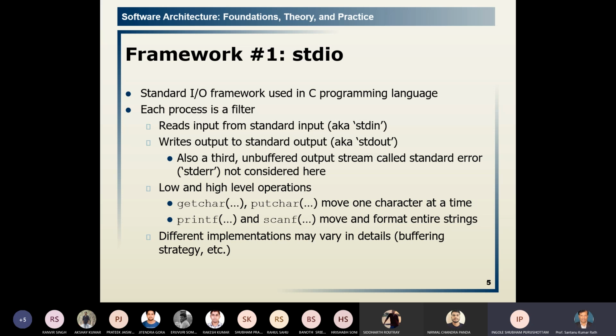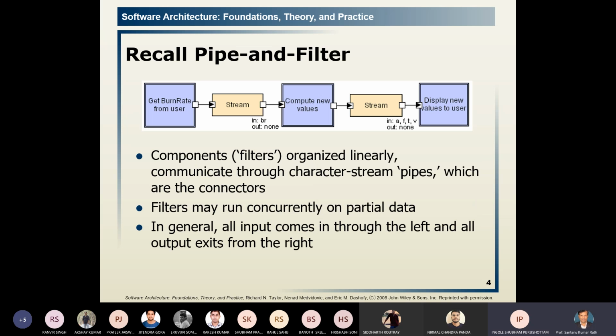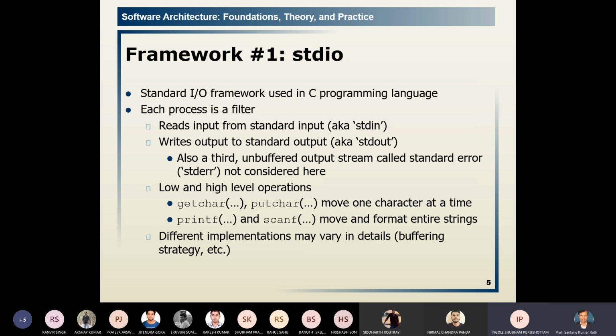Each process is a filter. So each of these processes, here the example is get burn rate from user. All these are filters. Each process, the filter, reads input from standard input, that is stdin, and writes output to standard output, stdout. There is also a third unbuffered output stream called standard error. It's not considered here, as we are considering just reading from standard input and writing to standard output.